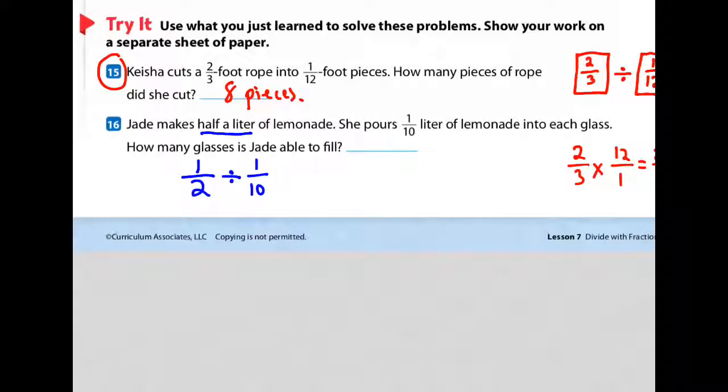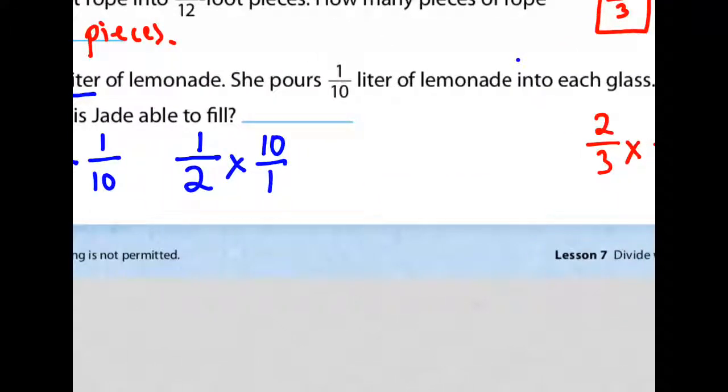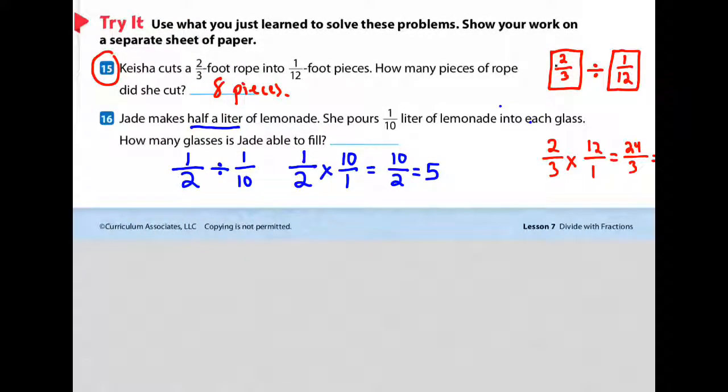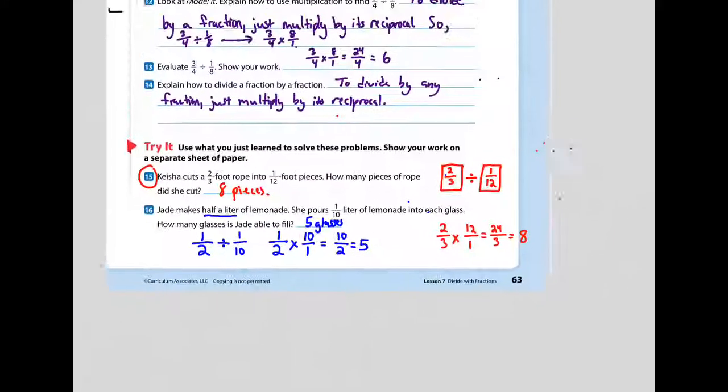Okay? So now what I'm going to do is I'm going to change it to a multiplication problem. 1/2 times 10/1. All I did is flip the 1/10 to 10/1. And I'm going to solve. 1 times 10 is 10. 2 times 1 is 2. And 10 divided by 2 is 5. So how many glasses is Jade able to fill? She is able to fill 5 glasses. That's the answer to 16.